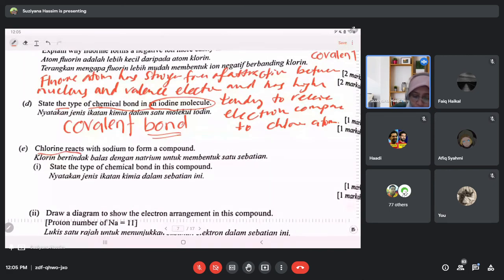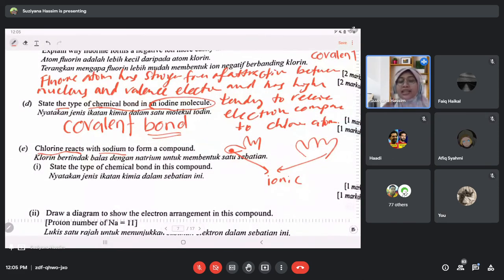Chlorine reacts with sodium. Sodium is from which hand? Sodium is from this hand, kan? Okay. Chlorine is from this hand. Also it forms ionic. You can check with your fingers only. From this hand, from this hand. Itulah teknik lah. You can practice lah.